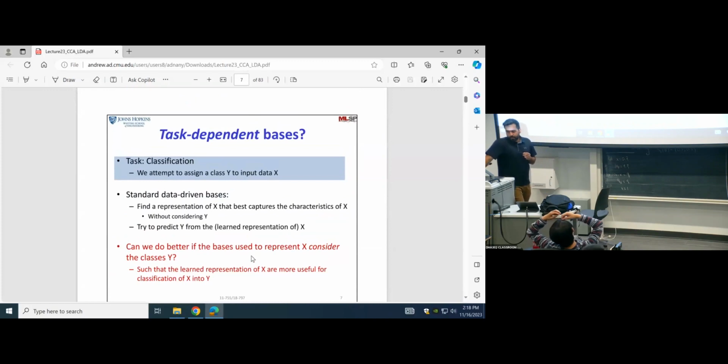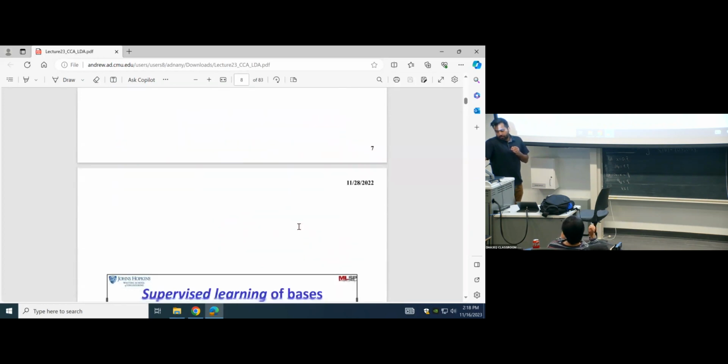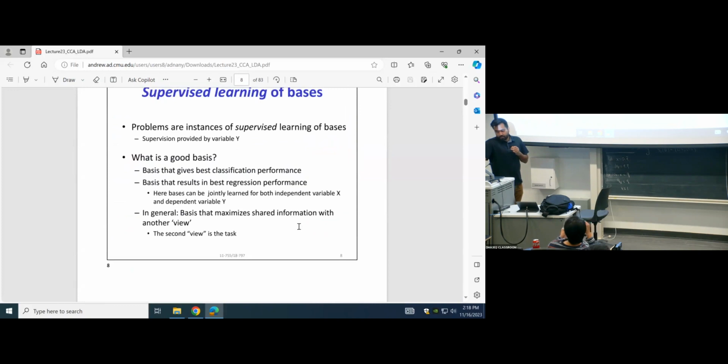So let's go over a problem right now. Classification, right? We have input data X, and we want to assign a class Y. That sounds like everything you've done at CMU. You want to find some representation of X that best captures the inherent characteristics of X, and then you want to predict Y from X. This is obviously called supervised learning, because you have a label here. When you have a label, it's a lot easier. You don't need to manually create the label. It's already there for you.